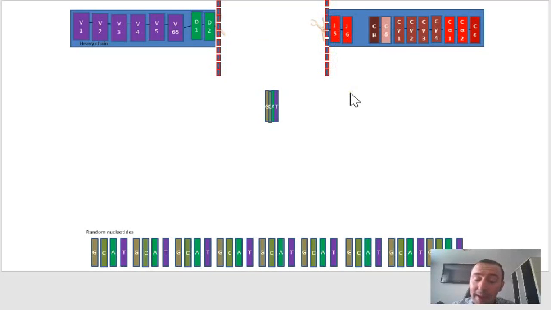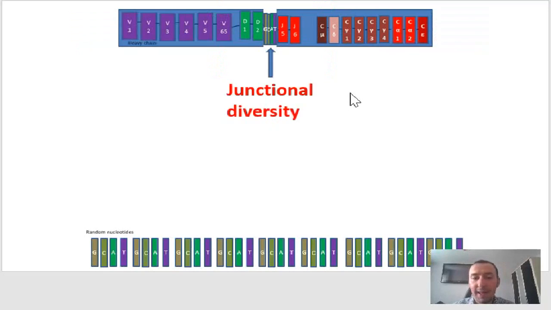Nucleotides can also be removed or added to these regions, and that is called junctional diversity. And one thing to appreciate is that when these nucleotides are removed or added, it's done in such a random way. Okay, so there's no process to decide how many nucleotides get added or what nucleotides get added. They just get added in a random fashion, and that's called junctional diversity. Okay, that they then can recombine.